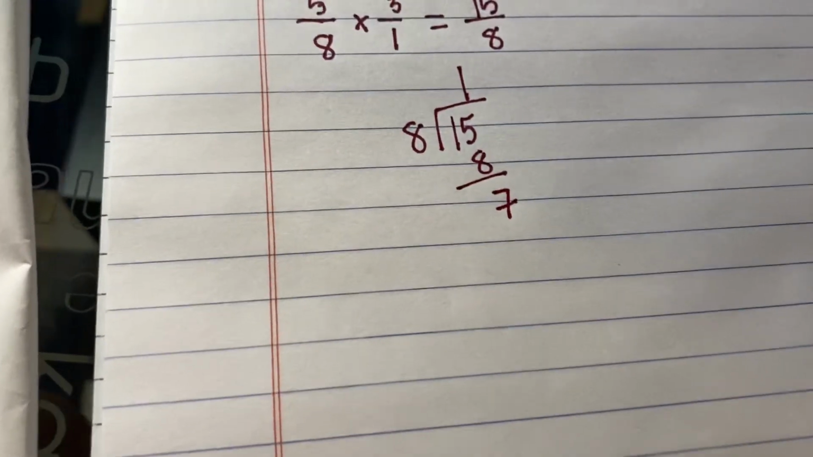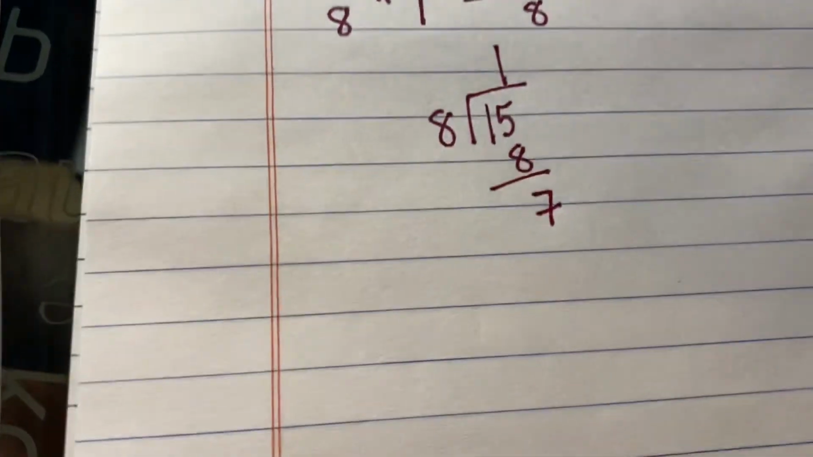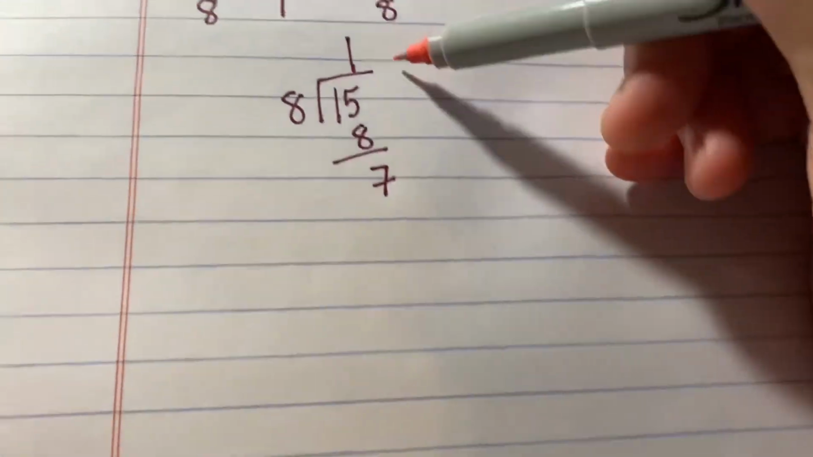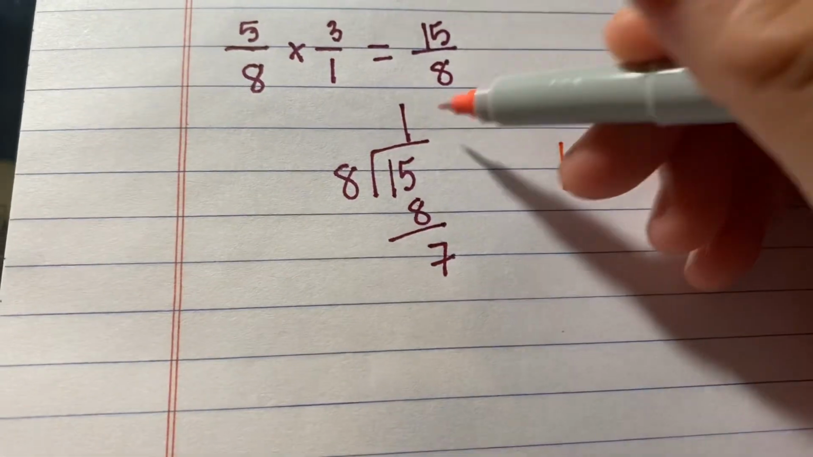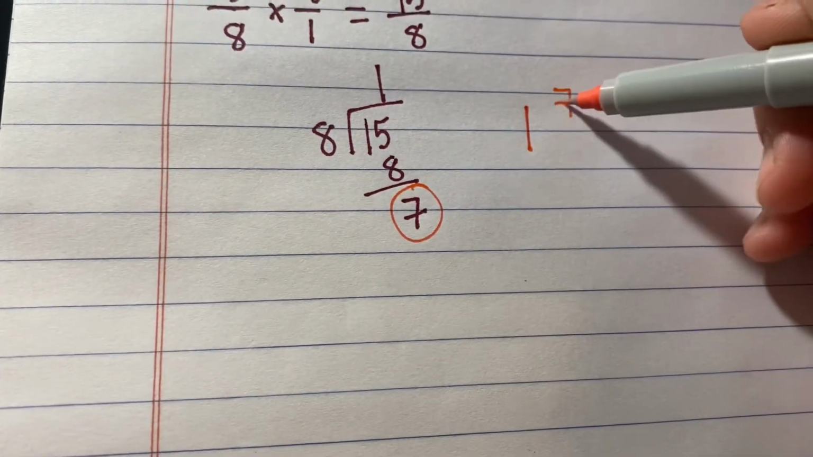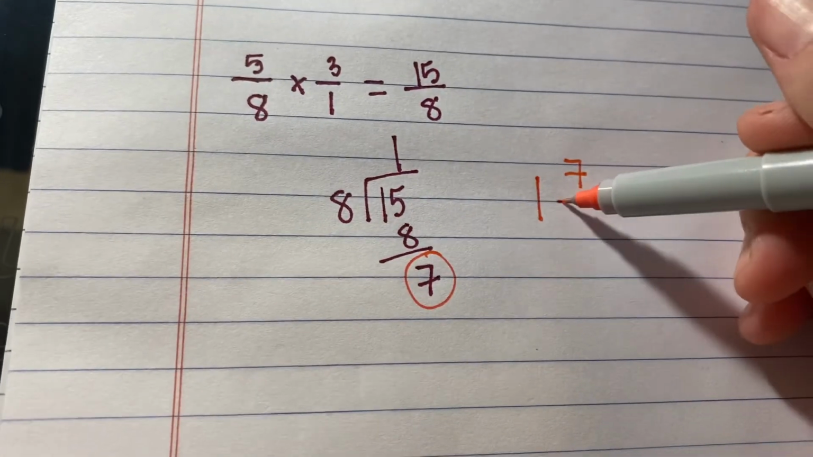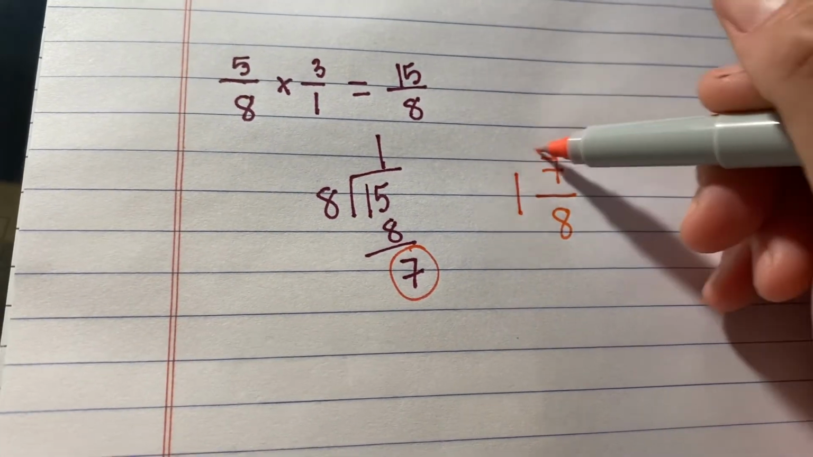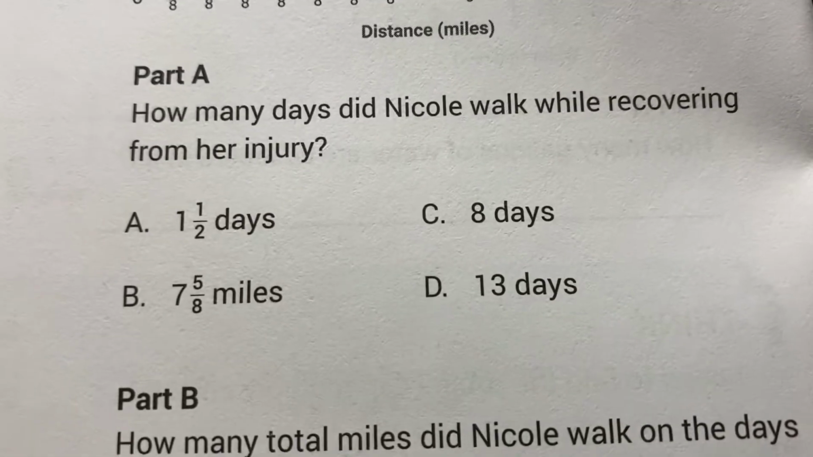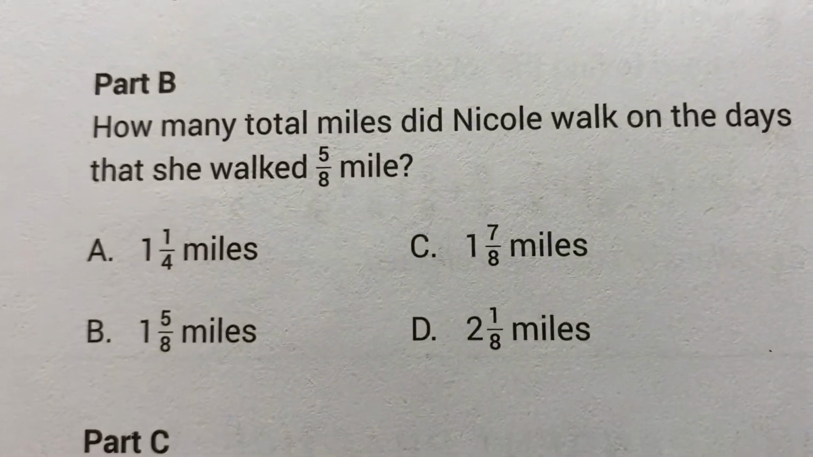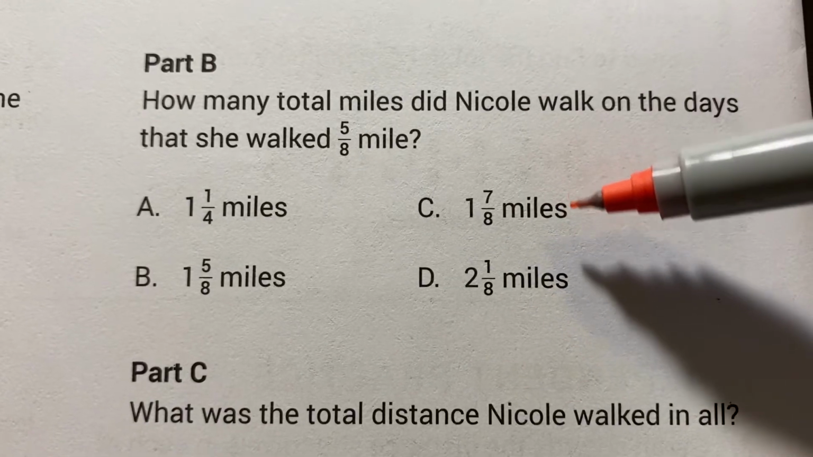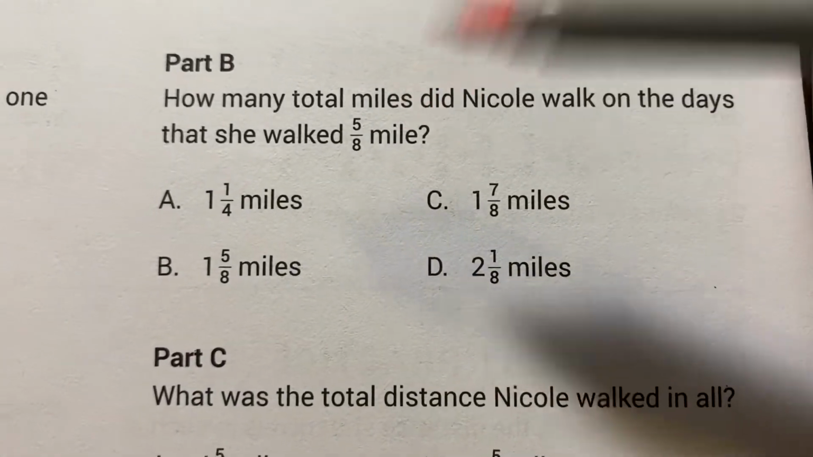Now, when we divide and we get our remainder, the top number is going to be our whole number. So we have 1 whole. Then the remainder is going to be our numerator, and we always keep the denominator the same. So our answer is going to be 1 7/8. So we're at C. She walked 1 7/8 of a mile when she walked 5/8 of a mile.